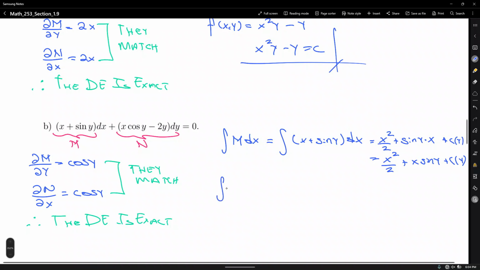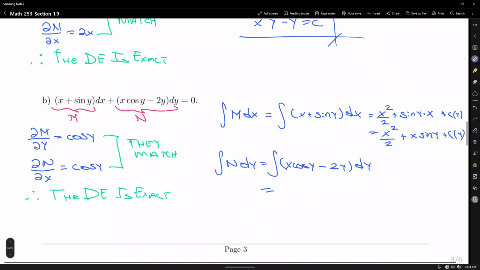What about the integral of N dy? That's the integral of x cosine y minus 2y dy. All right? And what is that equal to? Okay, the integral of x cosine y. So here, this time, we are integrating the cosine function, which is positive sign. However, this x in front of the cosine is a multiple constant, right? With respect to y. So that's x sine y, okay? Minus the integral of 2y with respect to y, which is y squared, plus some other constant, but in this case, a constant with respect to x, okay?